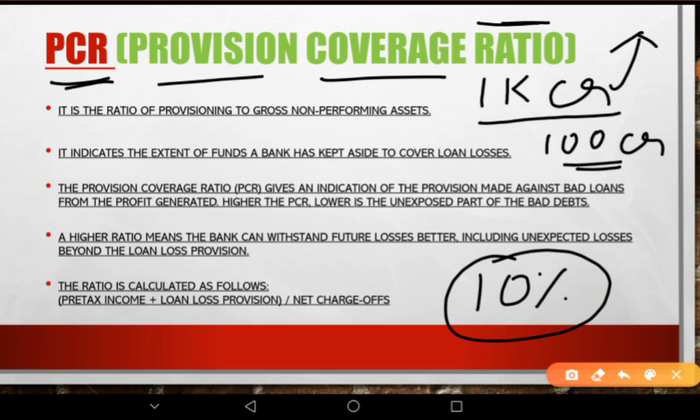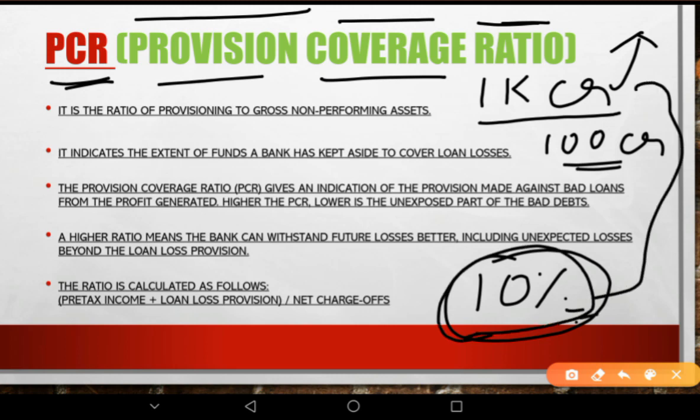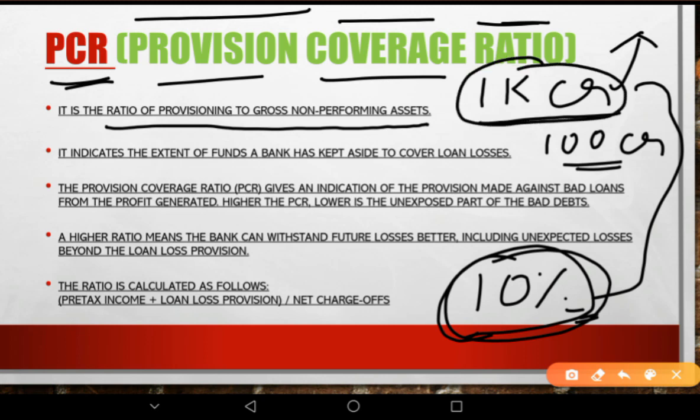So by the name also, in economics you can easily identify any term like provision. So it's for provision and the coverage ratio. So here in this case, the provision coverage ratio will be 10%. Same has been mentioned here. It is the ratio of provisioning to gross non-performing asset. So the gross non-performing asset may be 1000 crore when Mallya will run away.